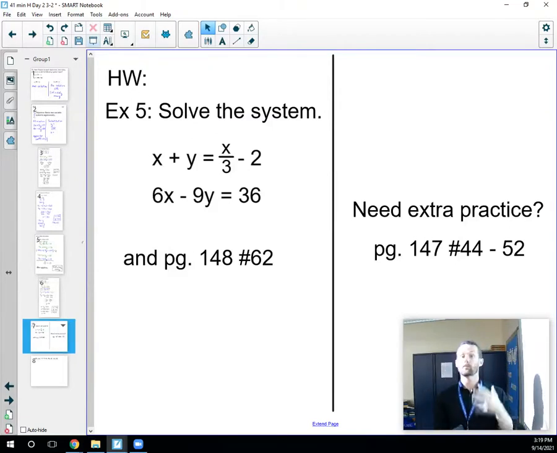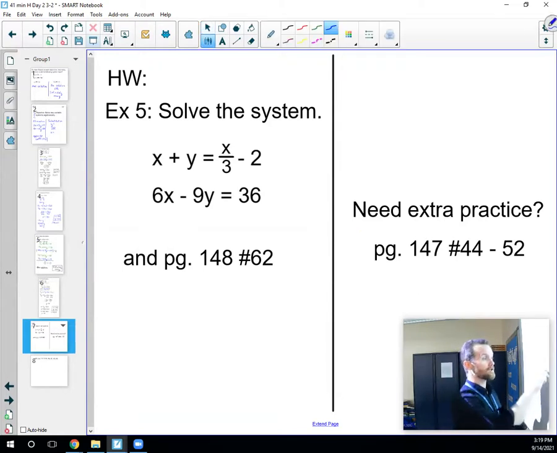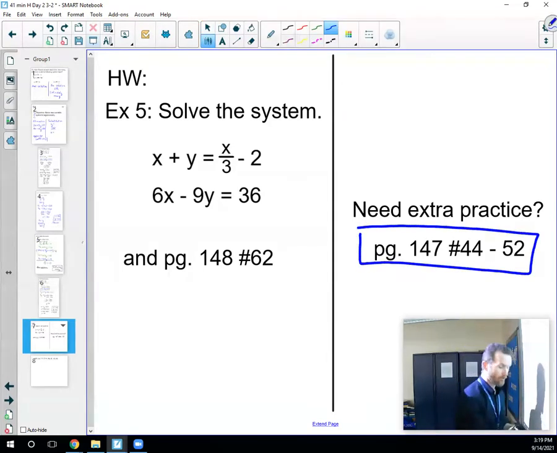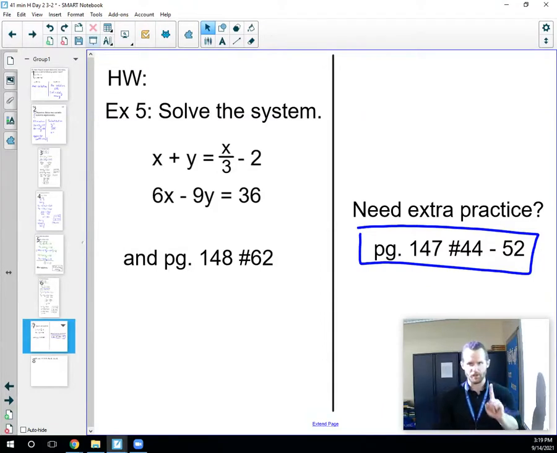But if you want some extra practice problems, you can work on page 147, 44 through 52. I want to be really clear here. That is not your homework. All right? The homework is the 2 problems on the other side of the board. But if you're thinking, man, I need some extra practice, I really want to make sure my skills are on point, then you can practice numbers 44 through 52 and check the answers to the odds in the back of the book. All right, that's our lesson for today.